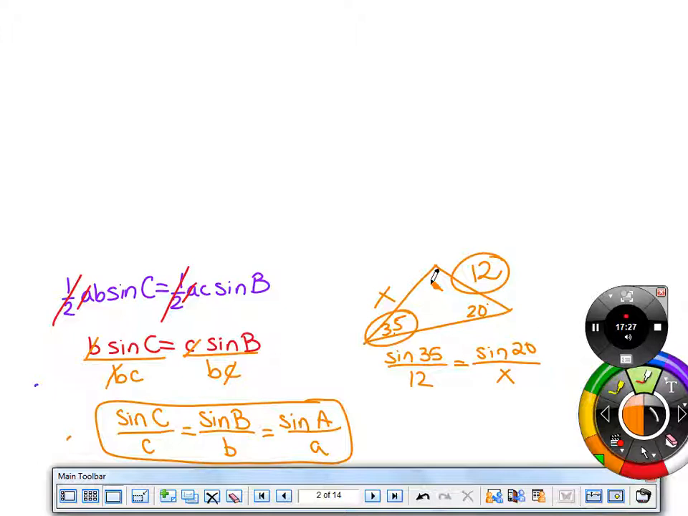So again, writing that formula was kind of silly if we already knew how to do it, but not silly when we then find this new ratio that exists in any triangle that can help us find missing pieces that we thought before we could only do in right triangles. Okay? Right?